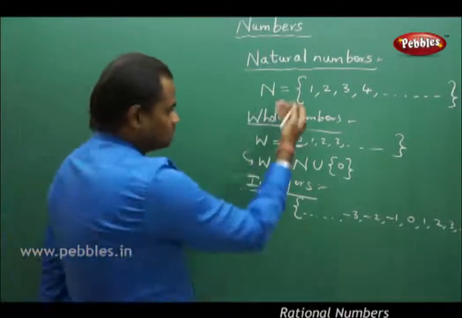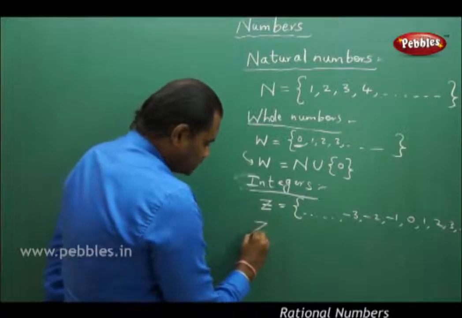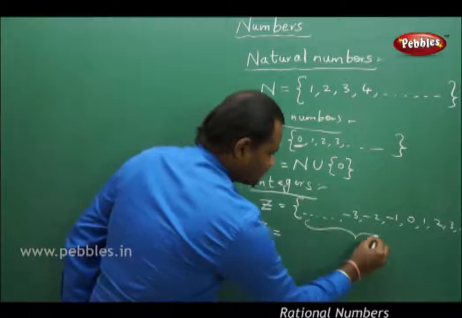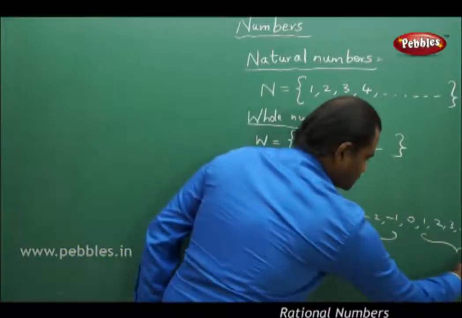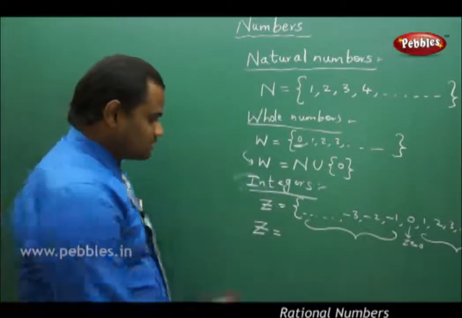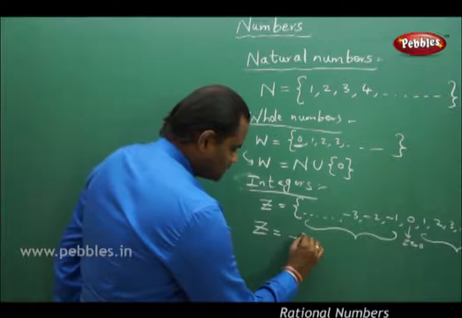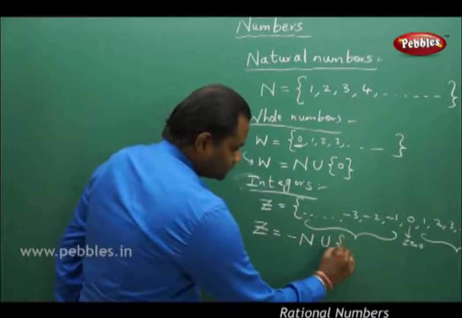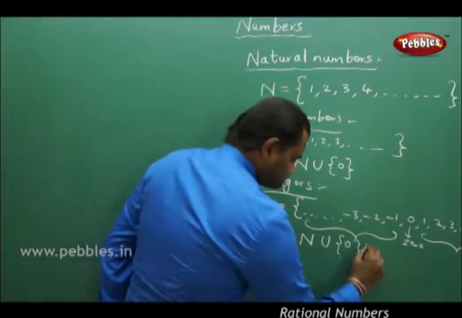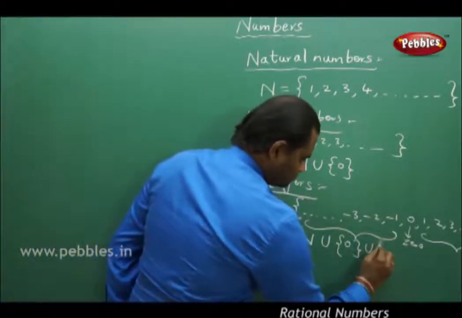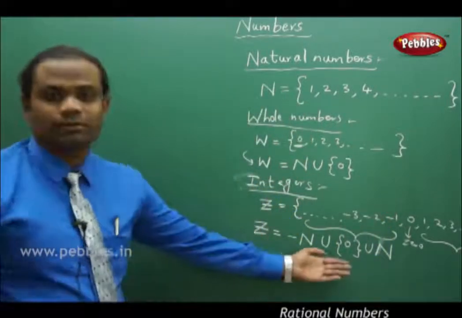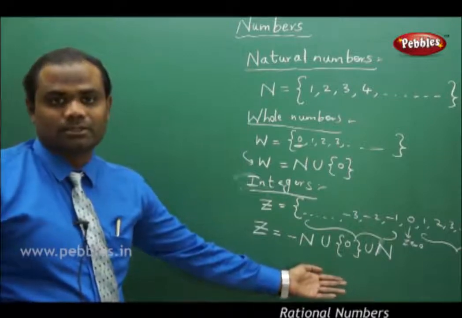What do you understand from all these three? I can denote the integers with respect to natural numbers, as all these are the negative natural numbers and all these are the positive natural numbers including 0. So I can define the set of integers as the negative natural numbers, union the element 0, which is taken as a special case, and then the positive natural numbers. This is the set of integers which we define in the number system.